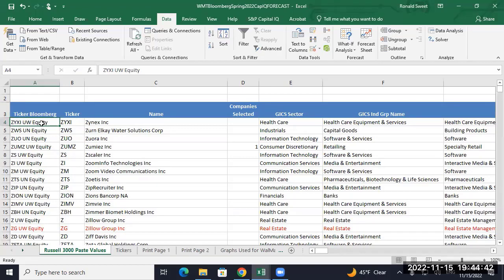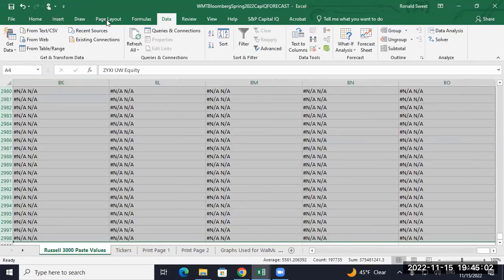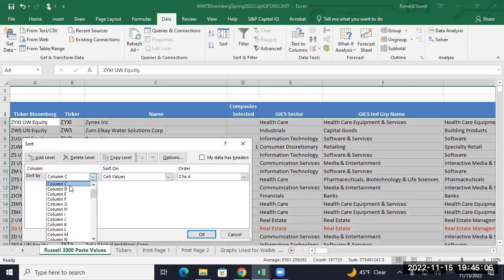But we do know that the last part of it's always the same length, UW equity. And so there's a function where you can say, go to this position from the end, and then delete everything after that and take the previous. So there's a way to get that. And that's what I did here. You don't see the formula because I pasted the values. All right, sorry, I got the wrong one. So column D actually.